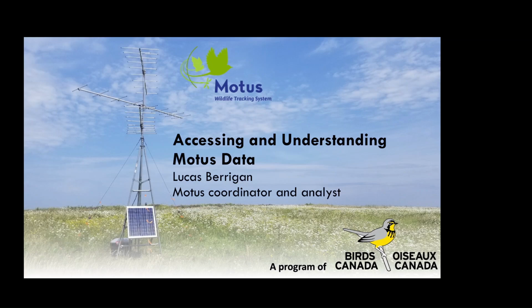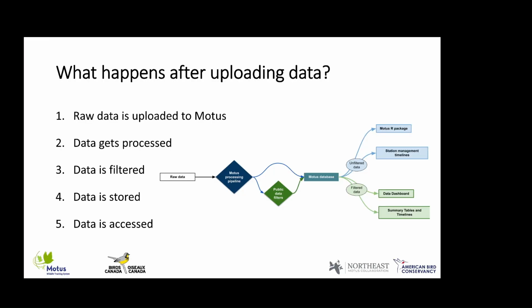In this video, I'm going to talk about accessing and understanding Motus data. So really, what happens after uploading data to Motus? I guess it first needs to get to Motus somehow. So you send it to Motus, and then it gets processed through one of the pipelines. It depends on the source of the data and what is in the data. It gets filtered for public output, and then we store it in the database.